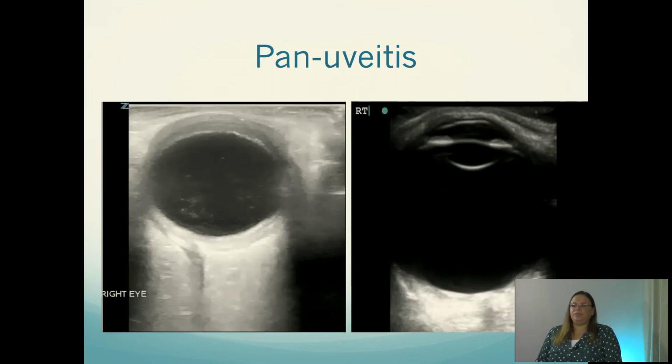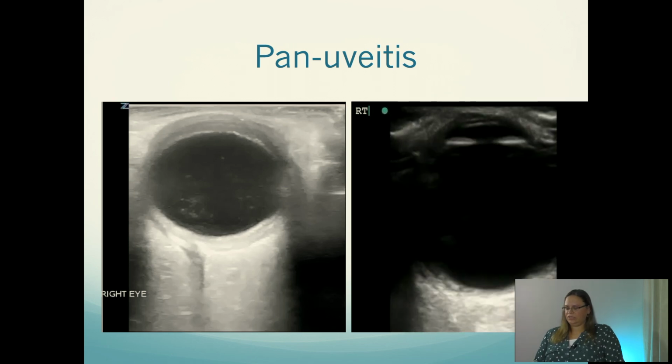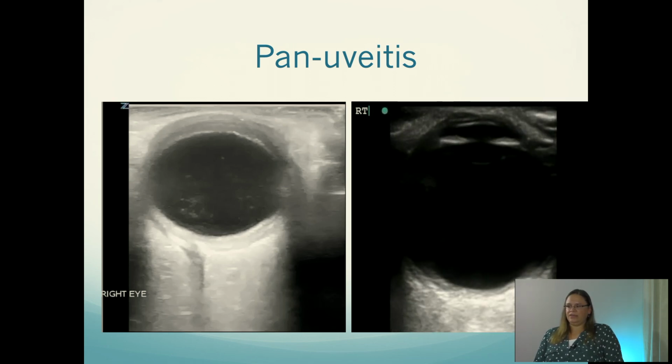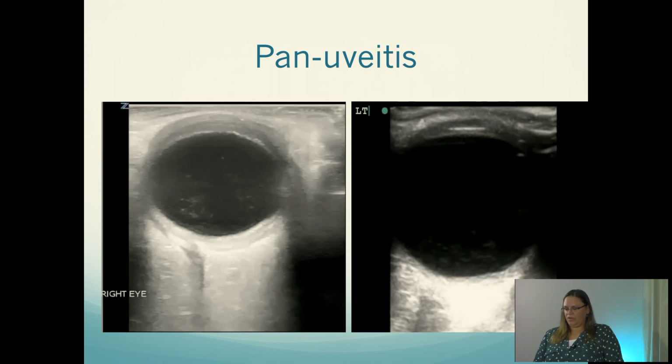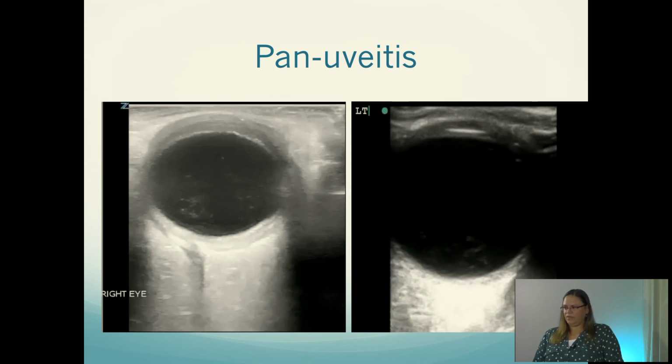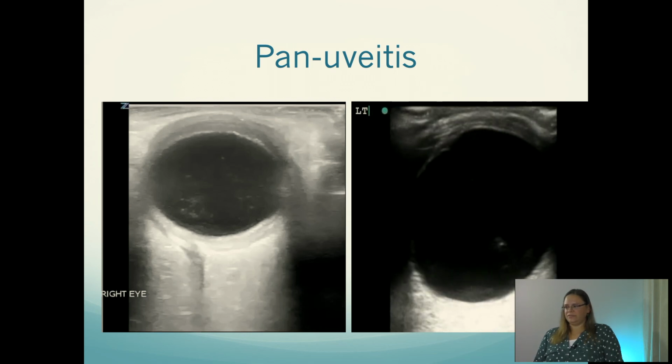This is a case of pan-uveitis, so you're seeing inflammation of all three layers of the eye. So you can see here how thick the retina and the other layers appear compared to our normal on the right. You can also see there's some hyperechoic material within the orbit itself suggestive of infection.